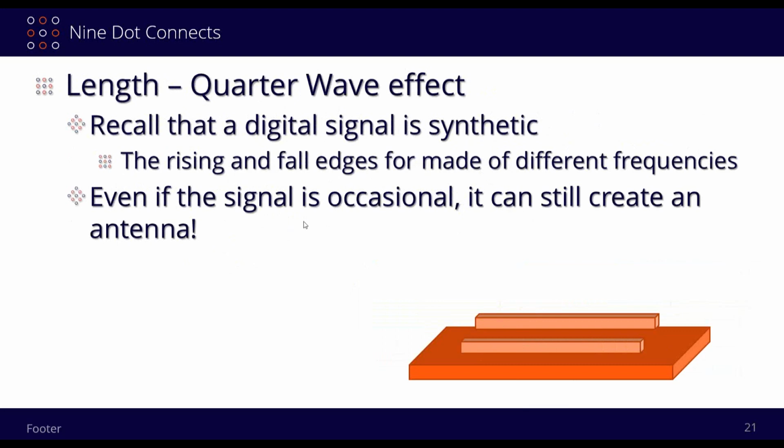So even if the signal is occasional, and this is the key thing, even if you're just sending this signal once in a while, it doesn't have to be constant. There doesn't have to be a frequency or a synchronization to anything else. It just has to be a signal that's going from point A to point B. Even if it's occasional, it still creates an antenna.